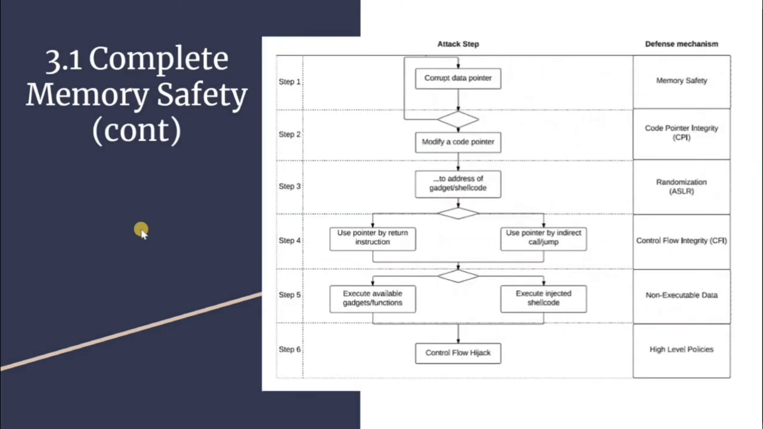So this is the figure for the defense mechanisms: memory safety, code pointer integrity (CPI), randomization (ASLR), control flow integrity (CFI), non-executable data, and high-level policies, in step 6 of the attack steps.